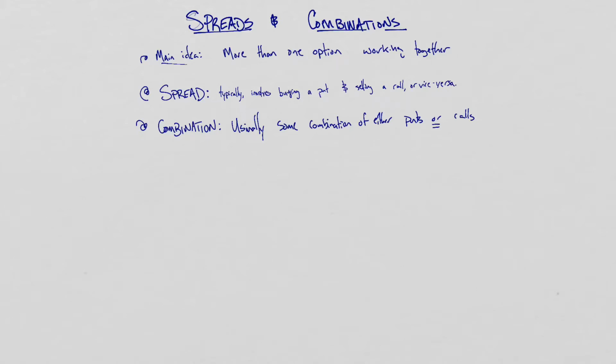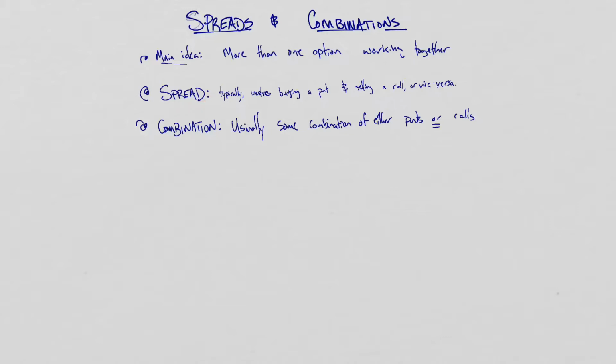So let's talk about some additional option strategies. One can be categorized into something called spreads, and another can be categorized into something called combinations. The main idea behind both of these option strategies is that you've got more than one option working together. So you're trading multiple options at the same time, but on typically one underlying ticker.